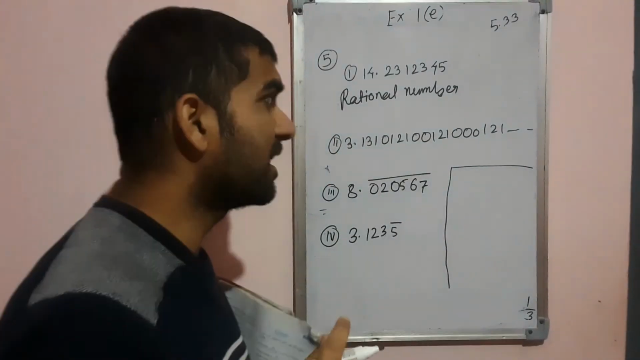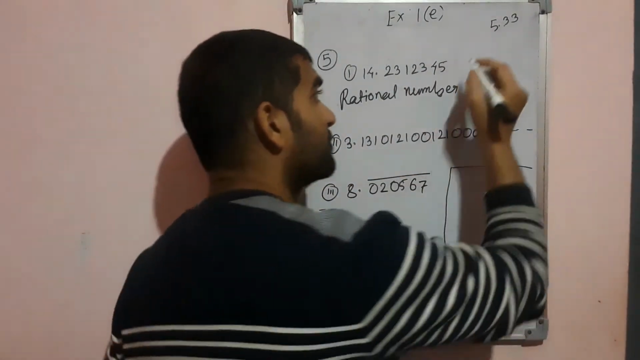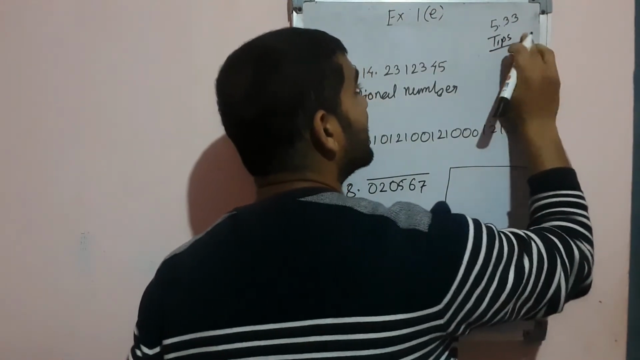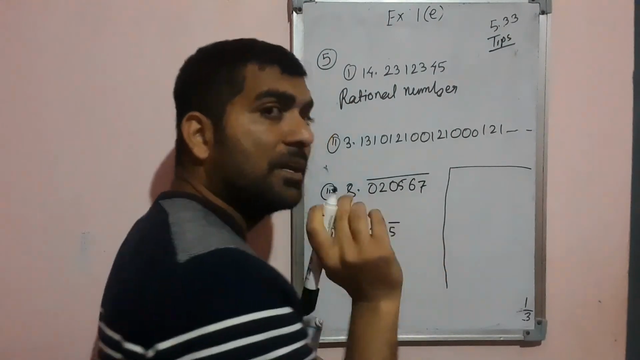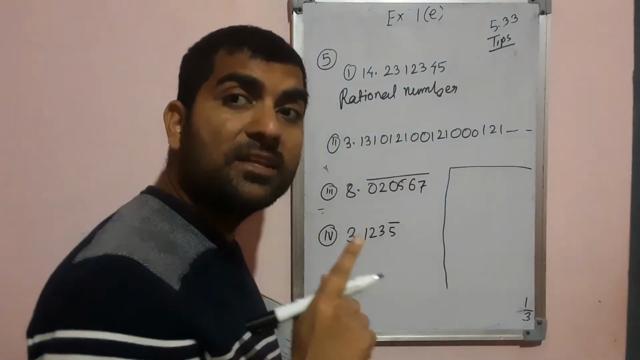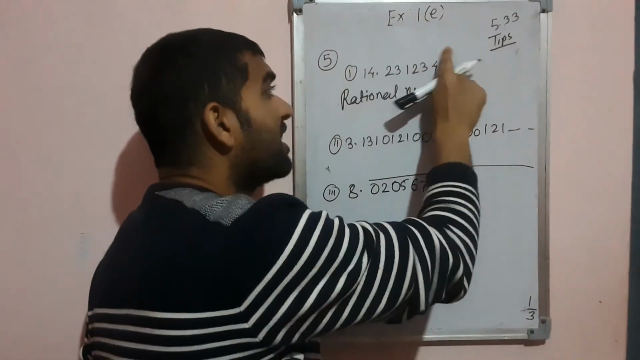Yes, so if there is no bar, what you will write? Try to keep this tip. This question will be asked for 1 mark. So what will be the tip for this? If there is a bar, then you cannot write the denominator in the form 2 power m 5 power n. But here we don't have a bar.